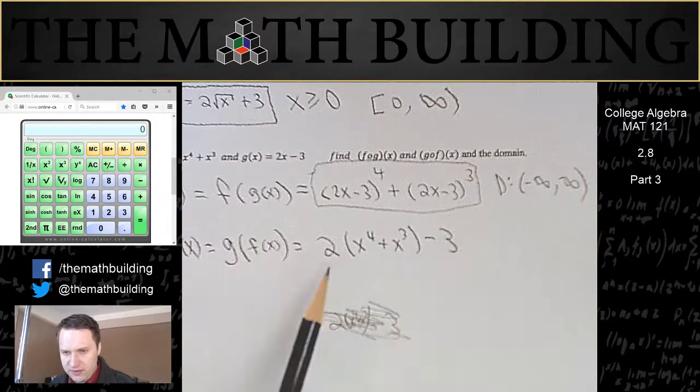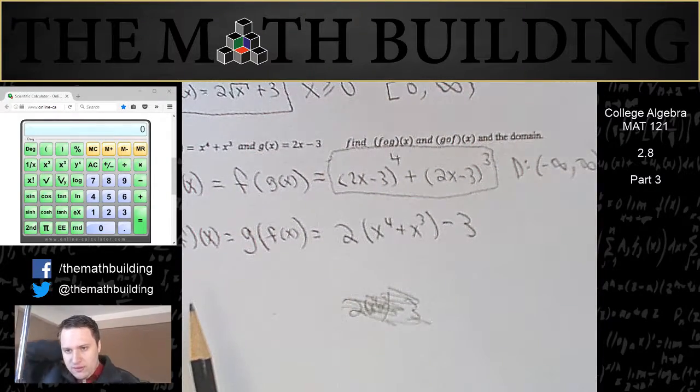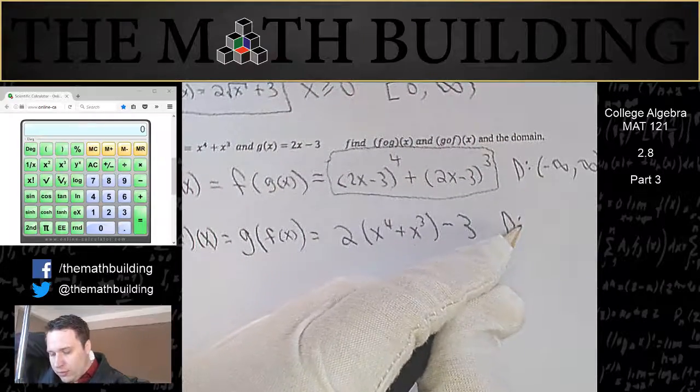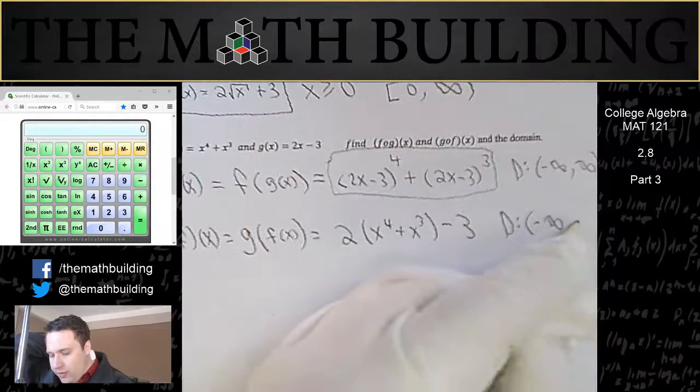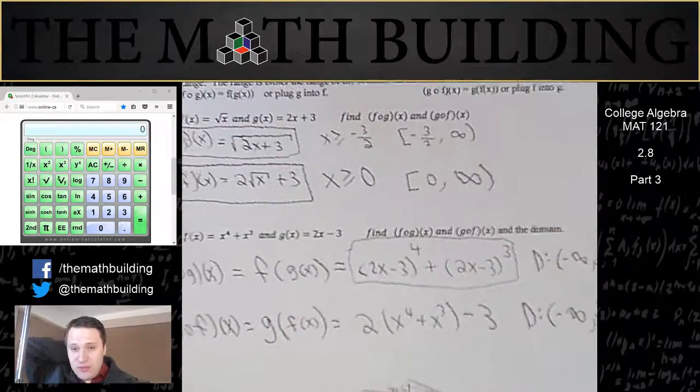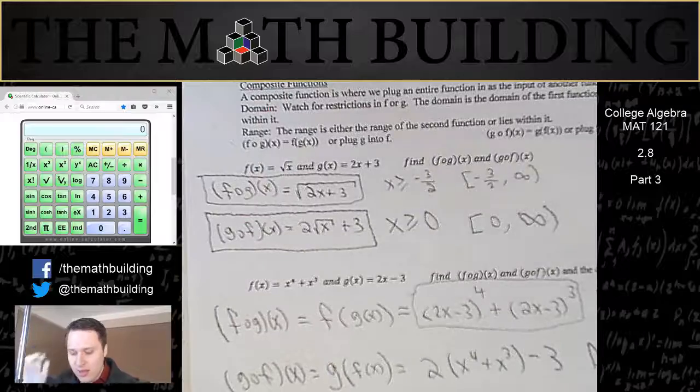What's the domain of this? Are there any restrictions? So there's no square roots, there are no fractions, and so once again the domain is going to be all reals. All real numbers or negative infinity to infinity. And that is chapter 2. We are getting through college algebra.